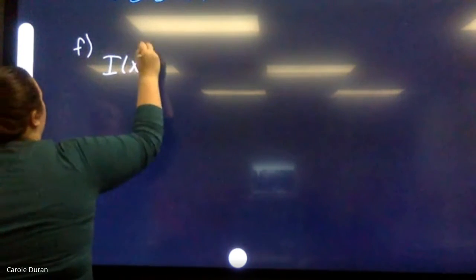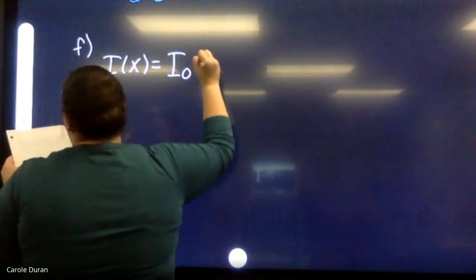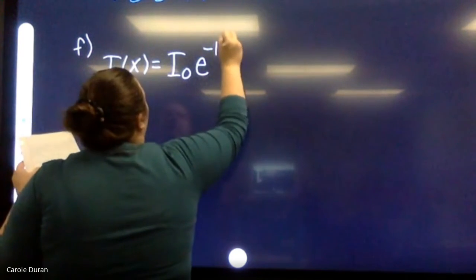Ready for the story problem? It also applies kind of to that previous problem, but we're gonna use a different equation. So if a beam of light that has intensity I naught is projected vertically downward into water, then its intensity I of x at the depth of x meters is the function I of x equals I naught times e to the negative 1.4x.